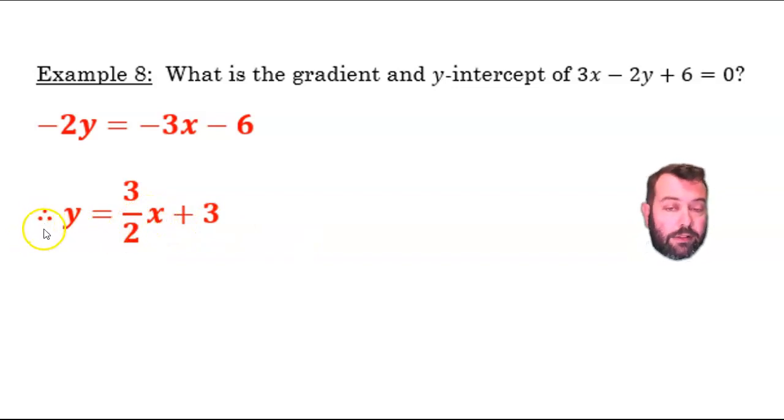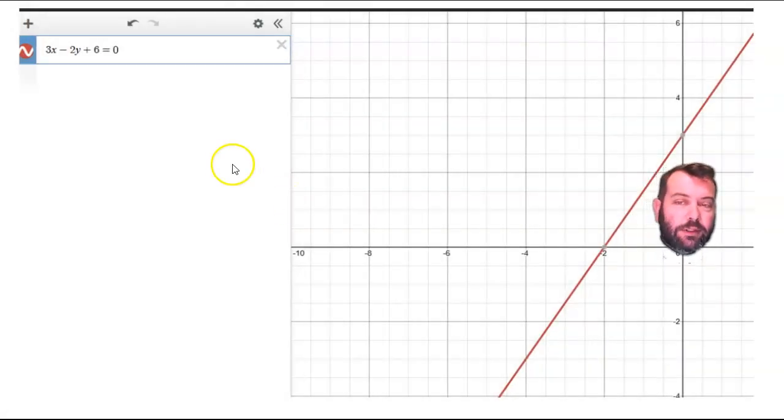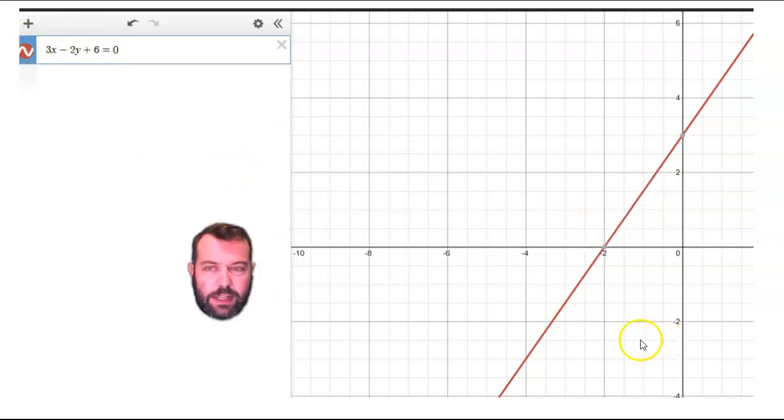In fact, that's us in gradient-intercept form. So we can see the gradient is 3/2, or 1.5, and the y-intercept is 3. How could I check that? Well, we could try punching that into Desmos, and here we go. There's our original function here. We can see that we have a gradient of 3/2, or 1.5. Notice we go across 1 square, up 1.5 squares. Across 1, up 1.5. That's a gradient of 1.5. It's going up 1.5 squares every time I go across to the right 1 square.